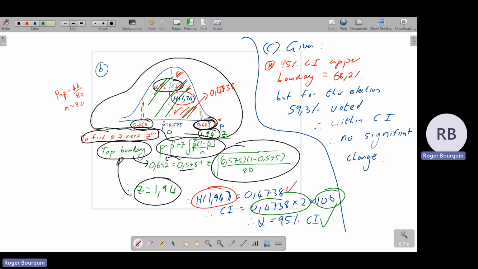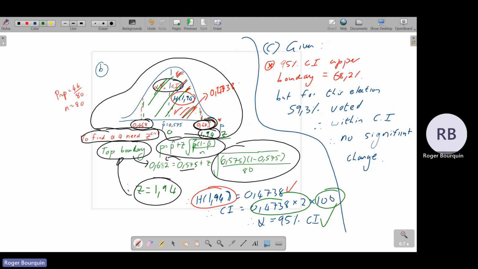All right, okay, so that's your solution for B. Remember, this whole thing is that you've got a sample proportion, and based on that sample proportion, n, the size of the sample, and the standard deviation, we get an upper and a lower boundary for where we can say with a certain degree of confidence the population proportion lies.